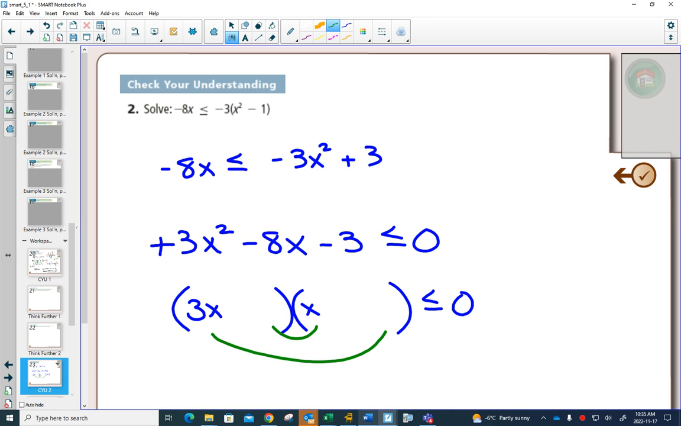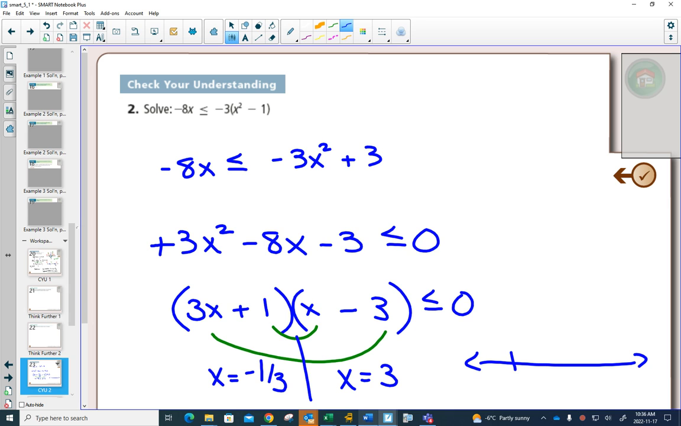You need to get 8. I need to put my 3 here to get 9 and my 1 here, because 9 minus 1 will give me 8. Now I need a negative 8, so I would need my 9 to be negative and my 1 to be positive. Factored nicely. We split it up. X can equal 3, or x can equal negative 1/3. And we can draw our number line. Negative 1/3 here, 3 here.